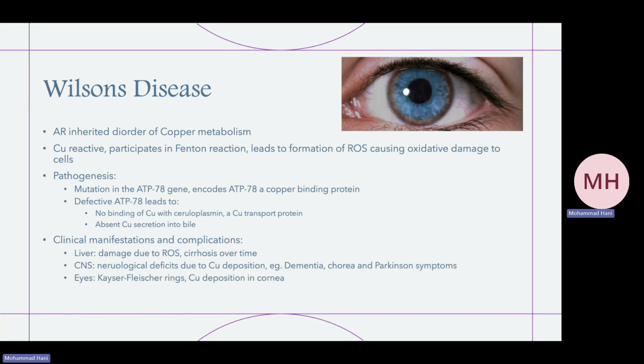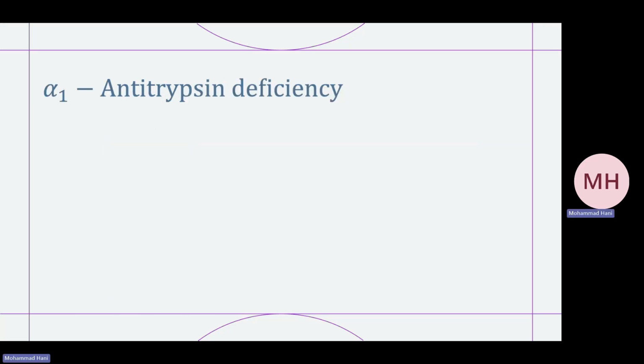In the eyes, you see Kayser-Fleischer rings, as you can see in this picture, that bronze brownish deposition ring around the cornea. It's copper deposition. It's an interesting clinical finding. And in the kidney, it causes Fanconi syndrome, which is basically lack of reabsorption in the proximal tubules because of the copper deposition. And finally, we'll be discussing alpha-1 antitrypsin deficiency.